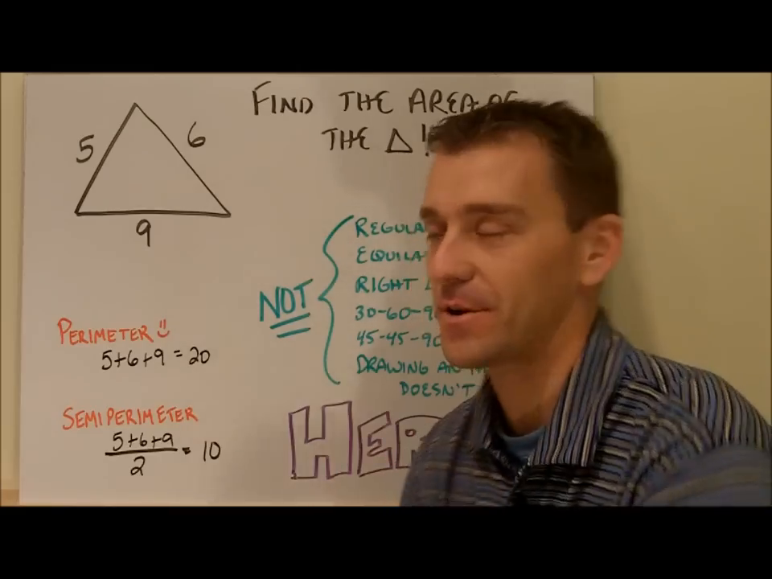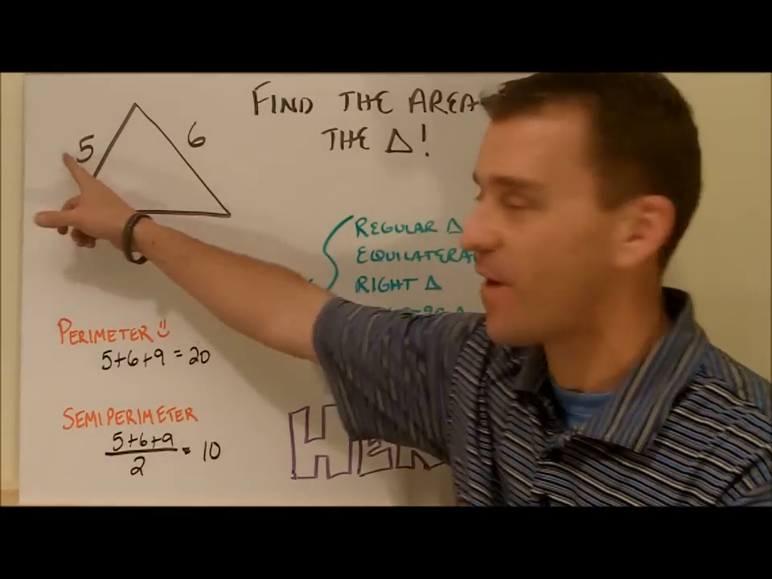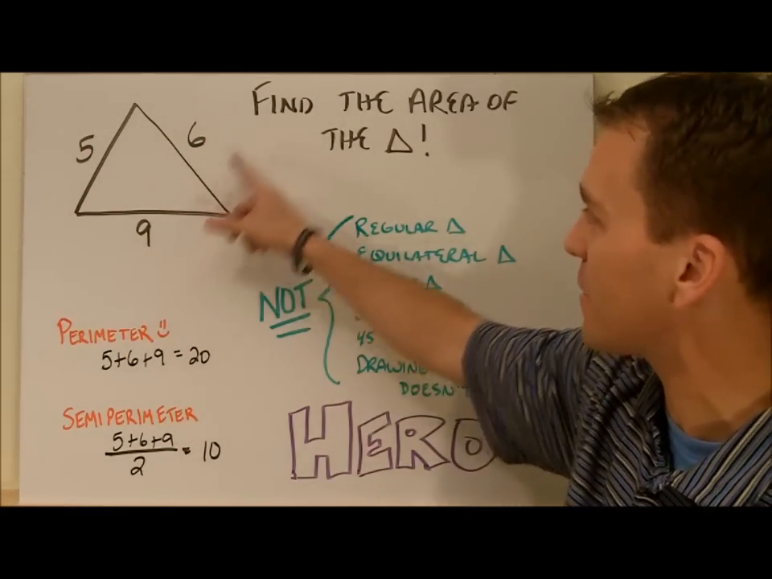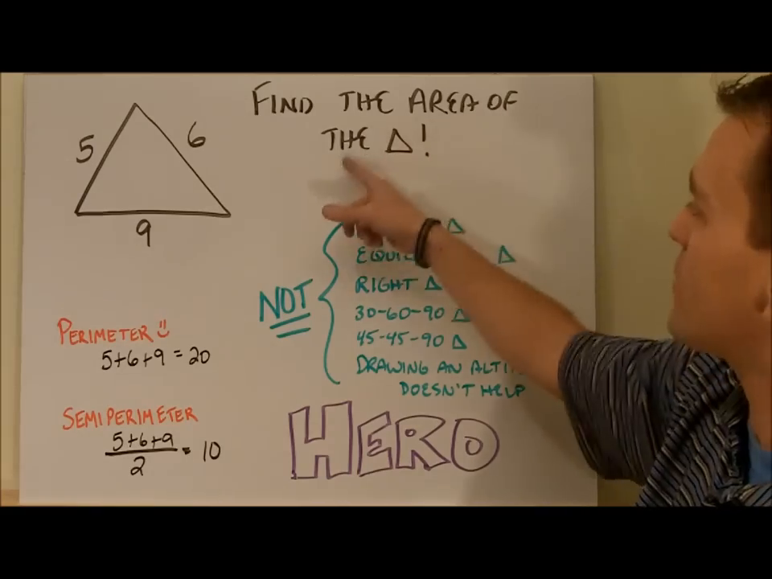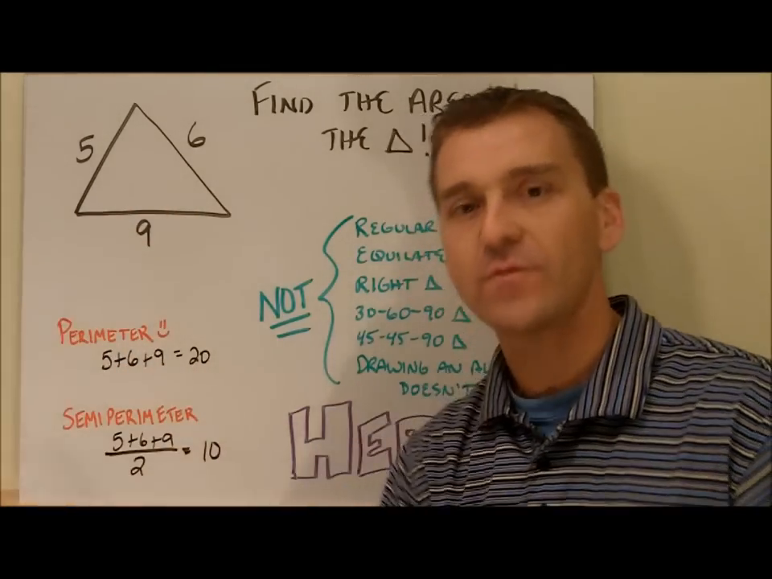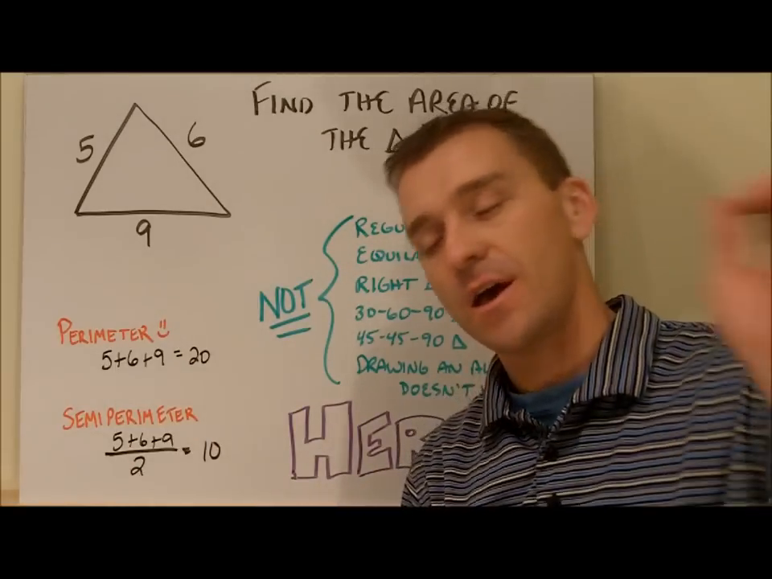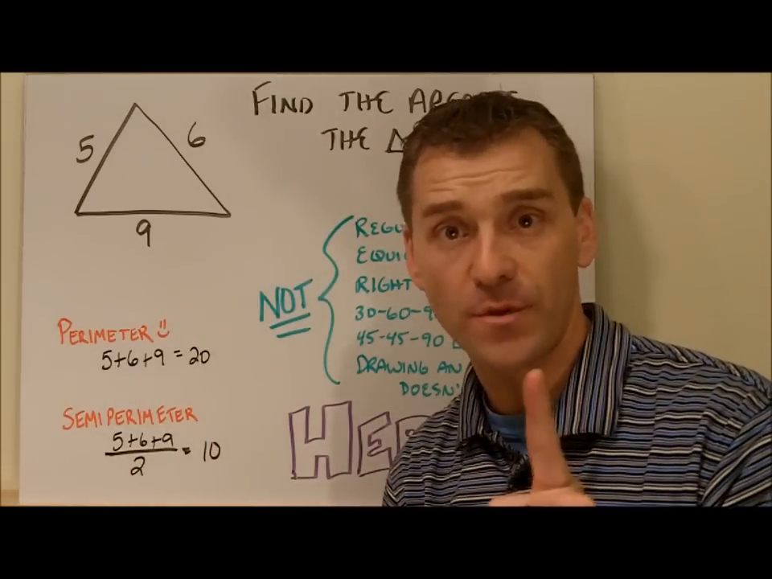Now, behind me, you're going to see a triangle. You see one side length is 5, one's 6, one's 9. The question is to find the area of the triangle. Well, here's the thing. We've done tons of questions with triangles and finding the area of it. The problem with this one is this.